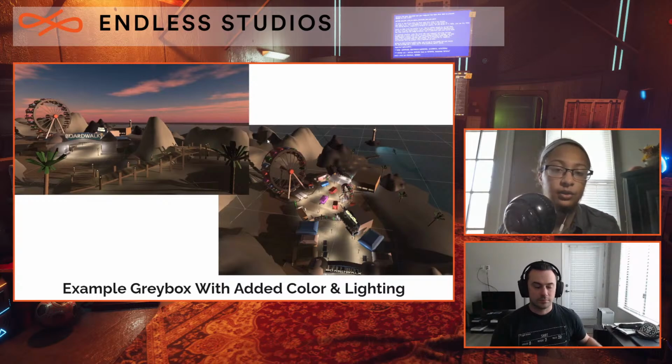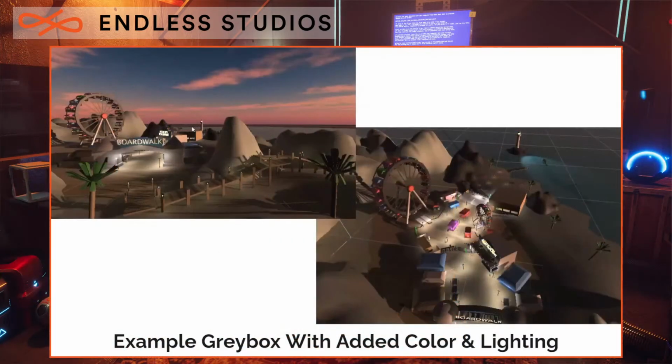Now, it doesn't include really detailed textures or shapes still. All of these are the same shapes that they were in the Greybox. They just have color and light on them now. And that helps bring to life the idea of what this experience is supposed to be like.